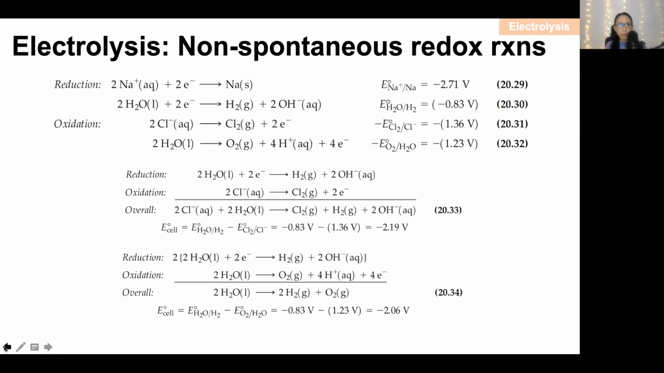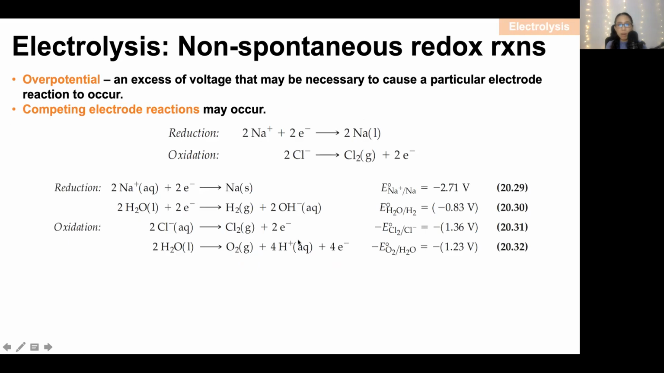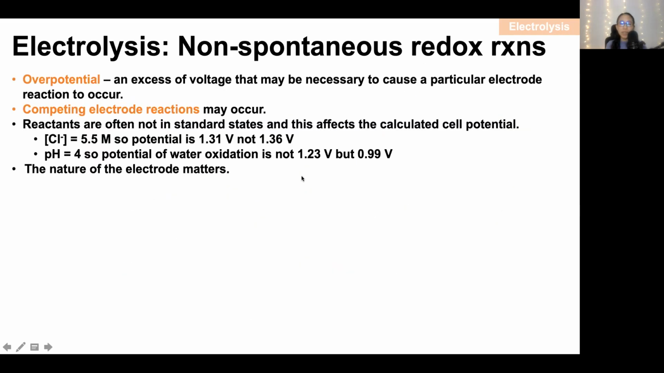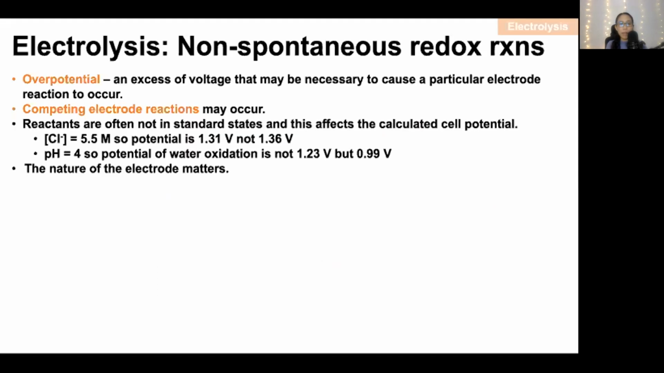Para saan ba yung industrial electrolysis? Ayun nga, para ma-recover natin yung mga elements. That's the number one objective of industrial electrolysis, right? Katulad nito, meron kang sodium chloride, then you can recover pure sodium and pure chlorine gas. Okay? And finally, the nature of the electrodes that you use is also important. So, if you don't want additional competing electrode reactions, then you should use inert electrodes like platinum.